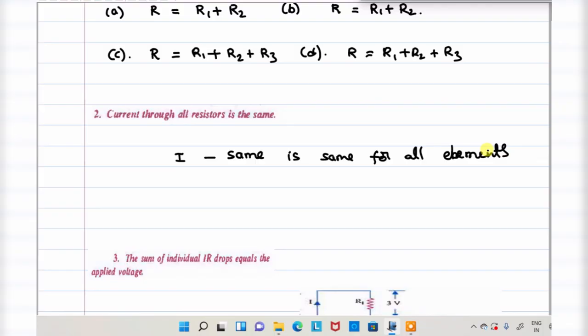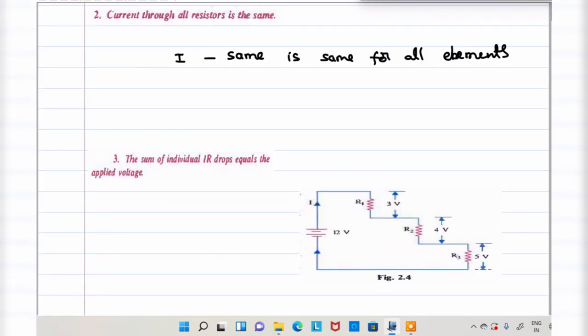Then only it is called a series circuit. If the current is different, it does not obey the characteristics of a series circuit, and it is not called a series circuit. You should obey that in a series circuit the current is the same. So that is one of the important characteristics.